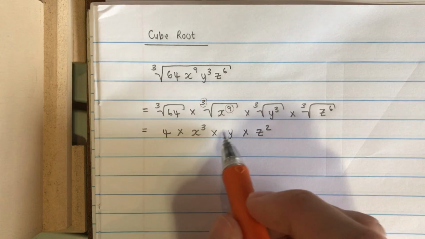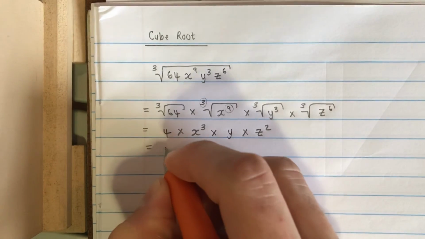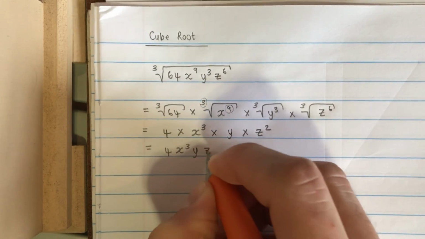Now, we don't have to use these multiplication signs because if they are next to each other, it means multiplication, so we just write it as 4x cubed y z squared.